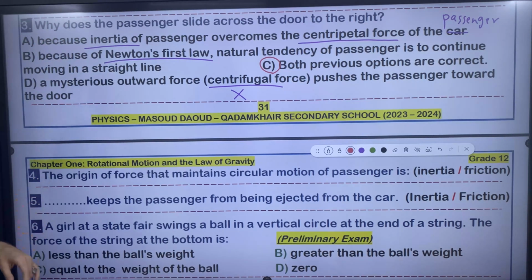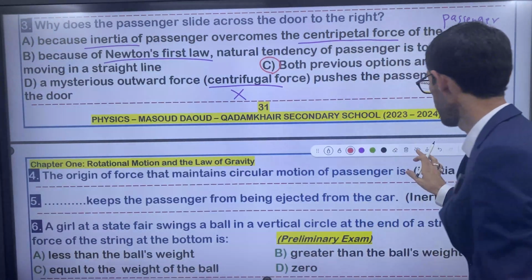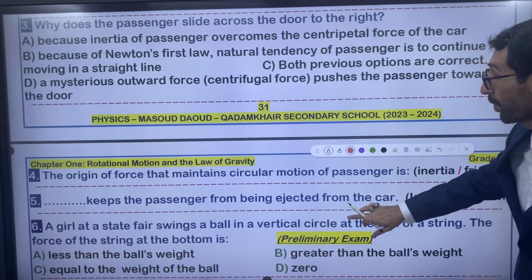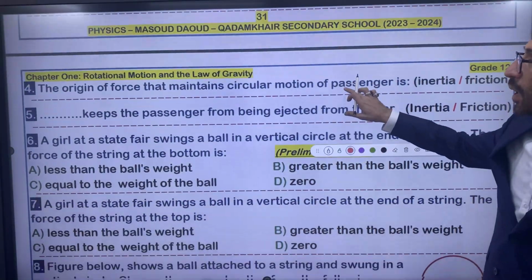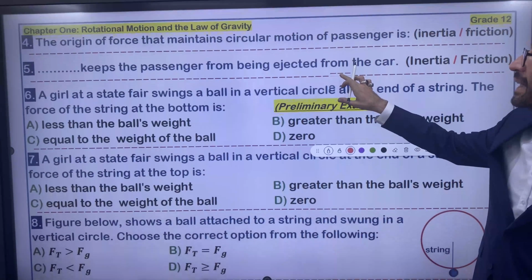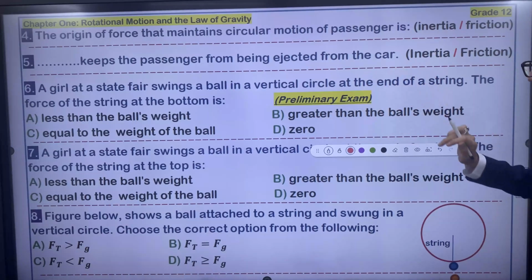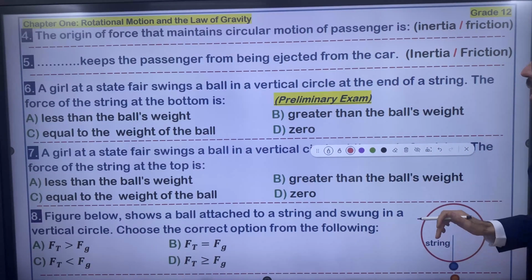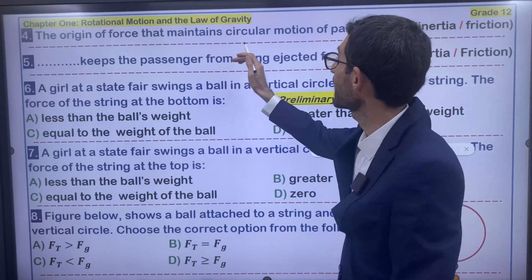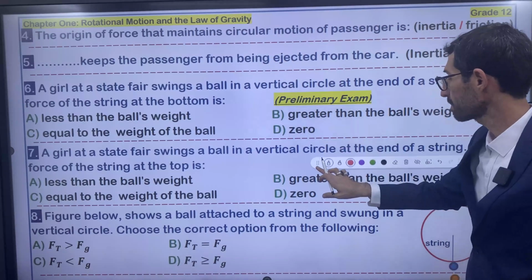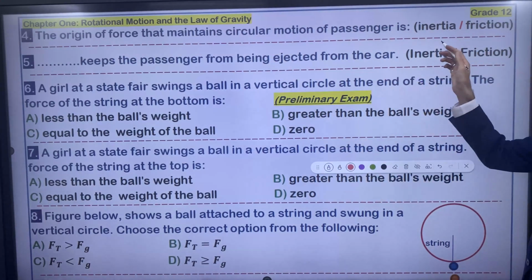Question number 4. Let me read the question number 4 for you. It says the origin of the force that maintains circular motion of the passenger is. The origin of the force that maintains circular motion. We have two options, inertia or friction.